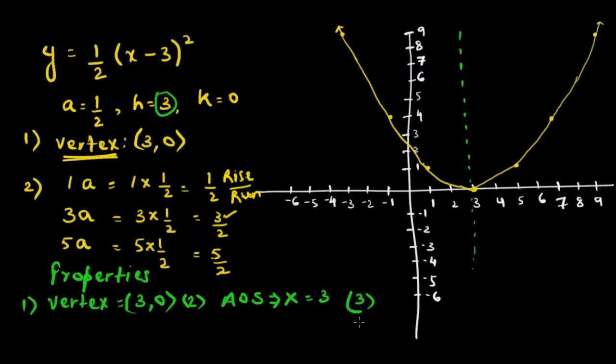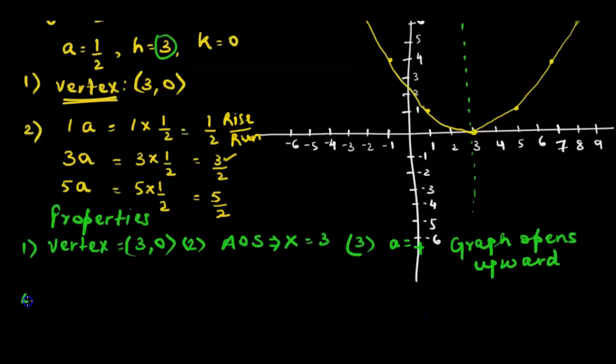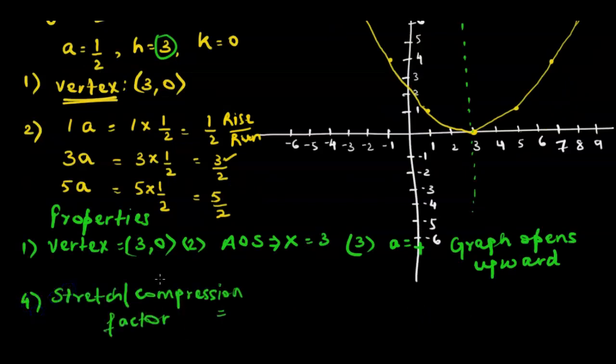The third property is, because a is positive, we notice that the graph opens upwards. Next property is stretch or compression factor. Stretch or compression factor always comes from the a value again. If a is greater than 1, then it is a stretch factor. That's why it's called vertically stretched. If a is between 0 and 1, then it is called a compression factor. So here we have a compression factor because the a value given to us is half. So, compression factor of half.